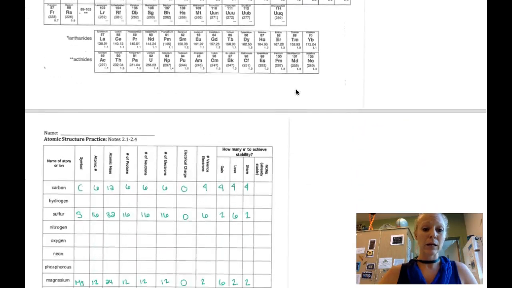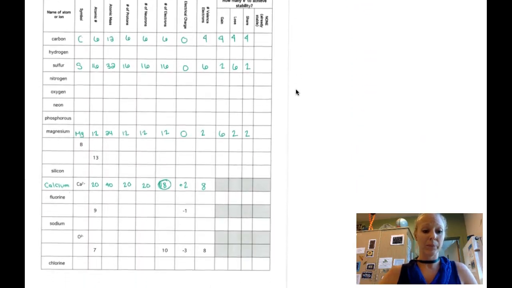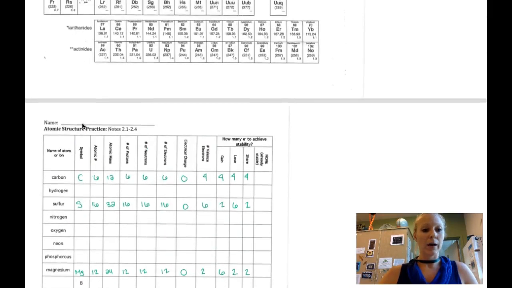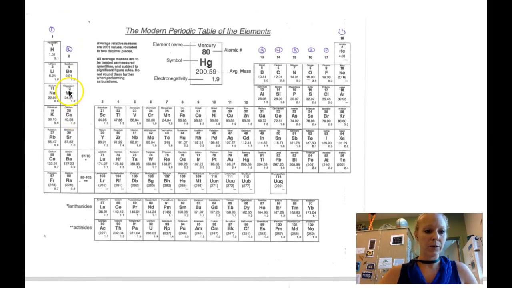Let's look at magnesium. Magnesium is, let's go back up, magnesium is here. It has an atomic number of 12 and an atomic mass of 24. We're going to round down because it's 24.3. And so if it's 24 minus 12, it's going to give us 12 neutrons.